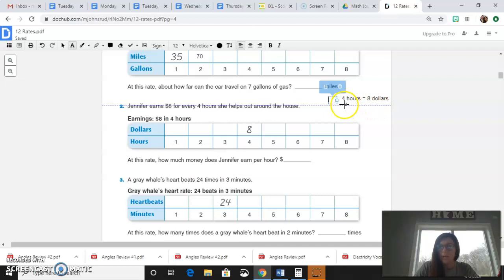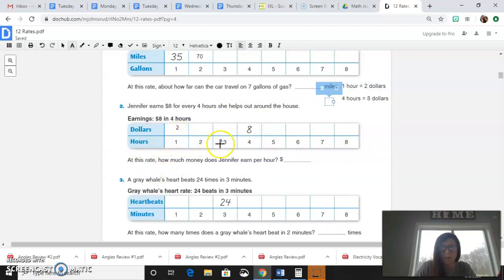Okay, well, how would I get from 4 hours to 1 hour? I would divide it by 4. So if I have 4 divided by 4, I get 1. And then let's do that to here. 8 divided by 4 would be 2. So now, if I know that 1 hour worth of work is $2, I should be able to figure out the rest of these. And usually there's a pattern.